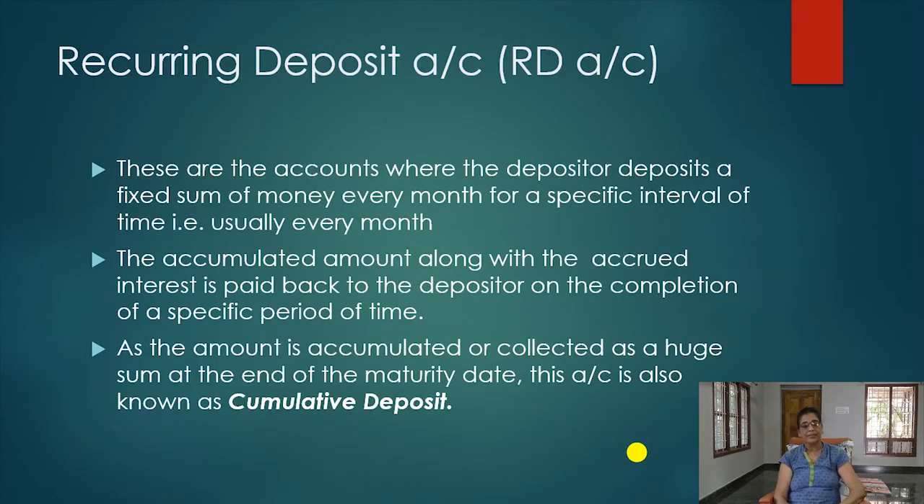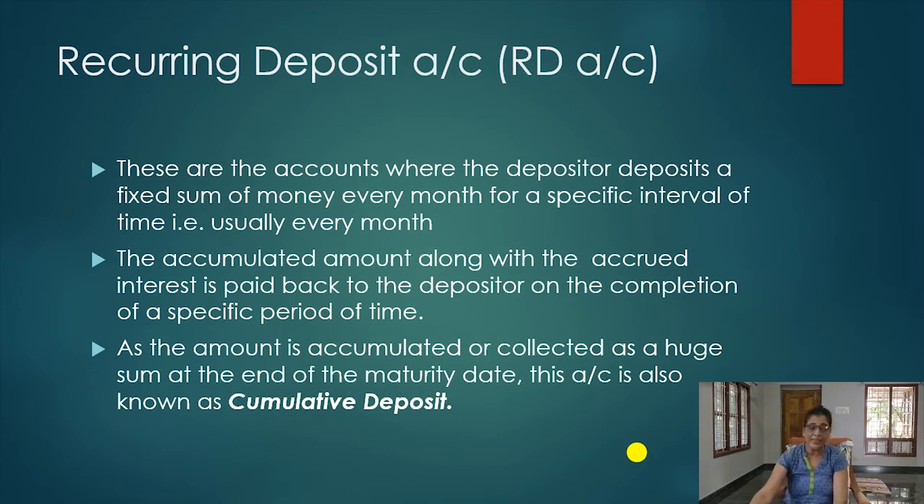Well, the last kind of account under this chapter is the recurring deposit account. This is also a kind of deposit account, popularly called the RD account. RD account is a recurring deposit account. What is a recurring deposit account? Recurring, again and again, again and again. So that means the same amount will be deposited in the bank every month.